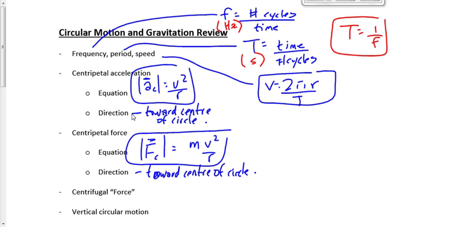So let's kind of summarize these last three things here. Let's say we've got an object going around in a circle like this. Okay, it's going counterclockwise around the circle. I want to identify in red the direction of the centripetal force. I want to identify in green the direction of the centripetal acceleration. And I want to identify in blue the direction of the velocity.